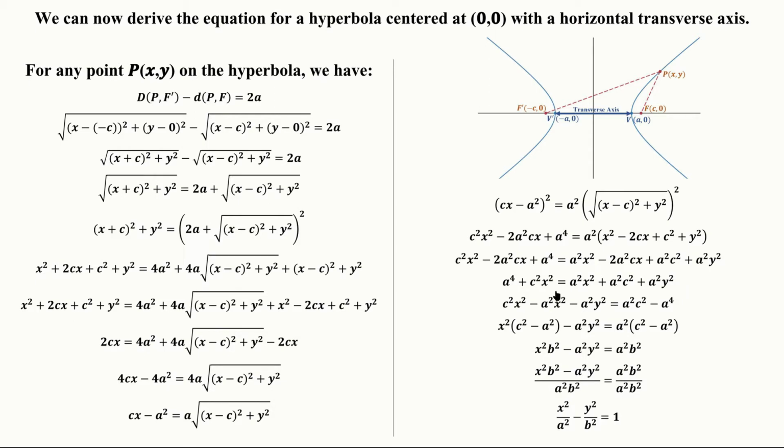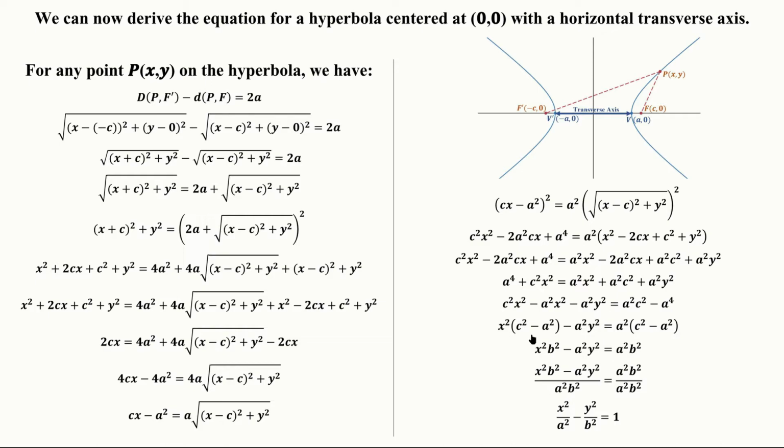All right, so now we'll bring these two terms that have x squares in them together. On the left side, we get c squared x squared minus a squared x squared minus a squared y squared, because we're bringing the negative a squared y squared as well. And on this side, we're left with a squared c squared, and we bring the a to the 4 from the left side to the right side, so it becomes minus a to the 4. Now if we factor out an x squared from these two terms, we get x squared times c squared minus a squared minus a squared y squared equals a squared times c squared minus a squared.